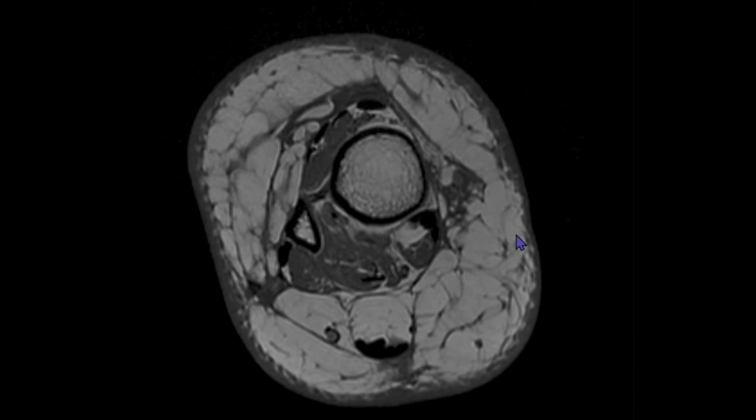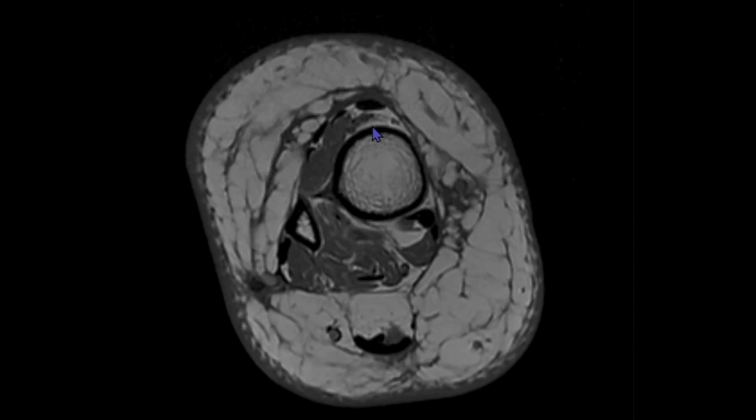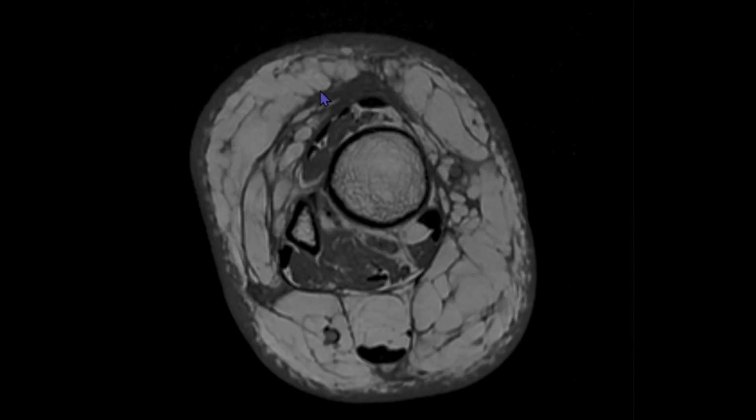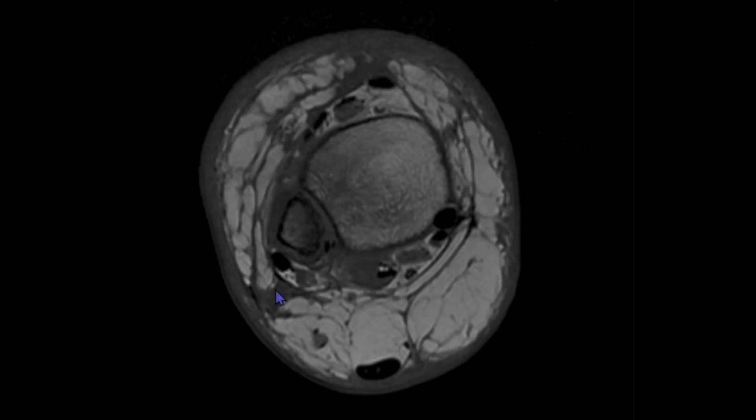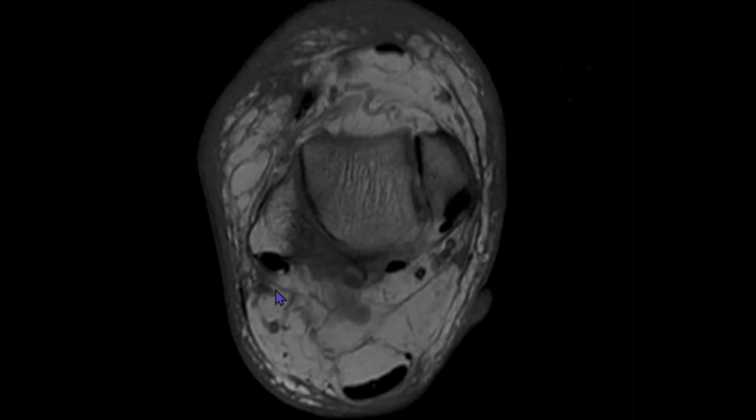So if you see, the amount of fat here is disproportionate to the routine length which we should be able to see, and some amount of fluid locules or reticular appearance of the subcutaneous tissue is also maintained.